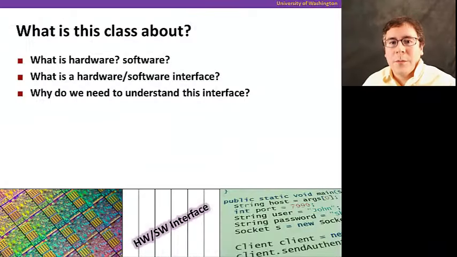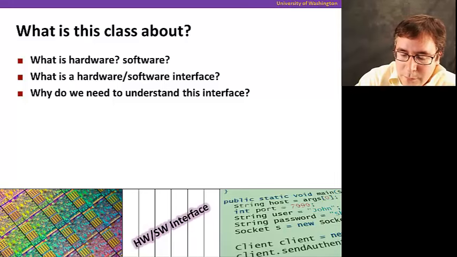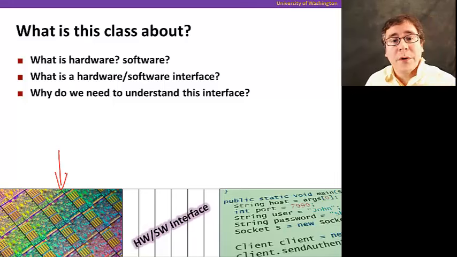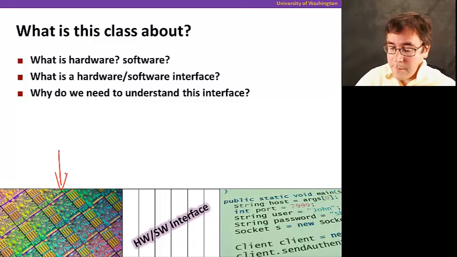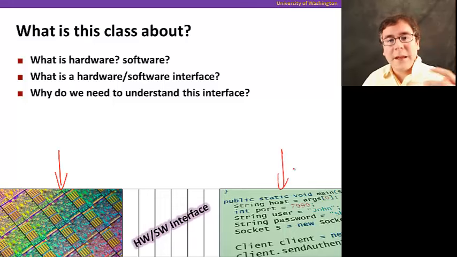So what is this class about? Well, this class is about the hardware software interface. But to understand that, first let's see what hardware is. Hardware is a part of your computer made of atoms. It's the physical part of your computing device. And software is this thing made of bits, which is the program that runs on top of your hardware.